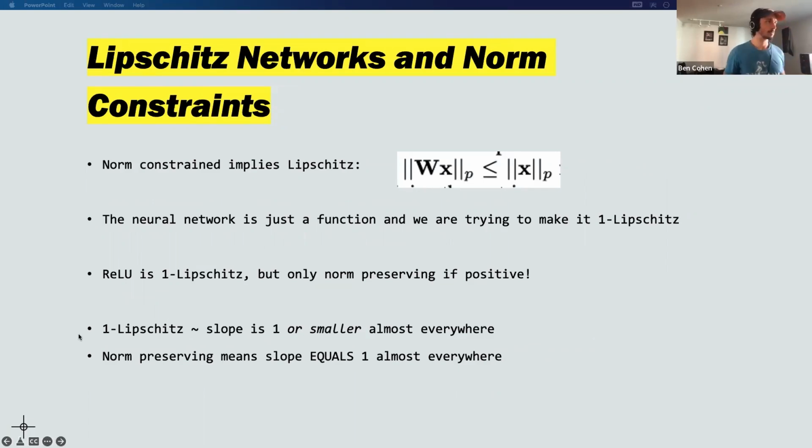So here's what I understood from the next section in the paper. If the weights W, so not the activations, but just the weights here, if these are norm constrained, then I have a Lipschitz function.